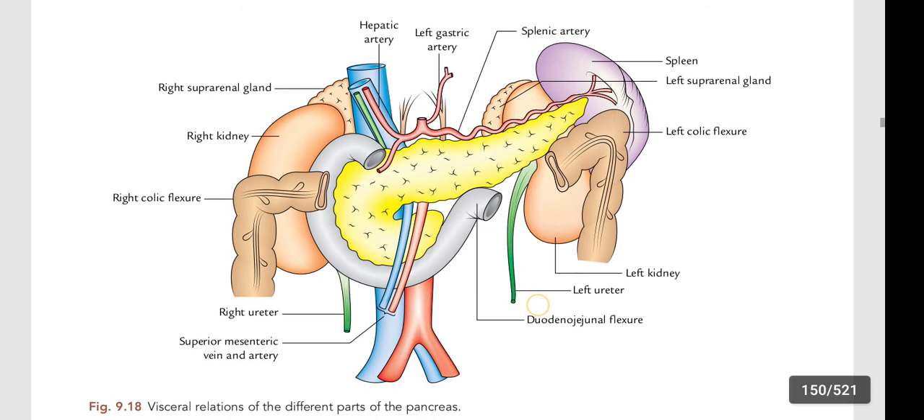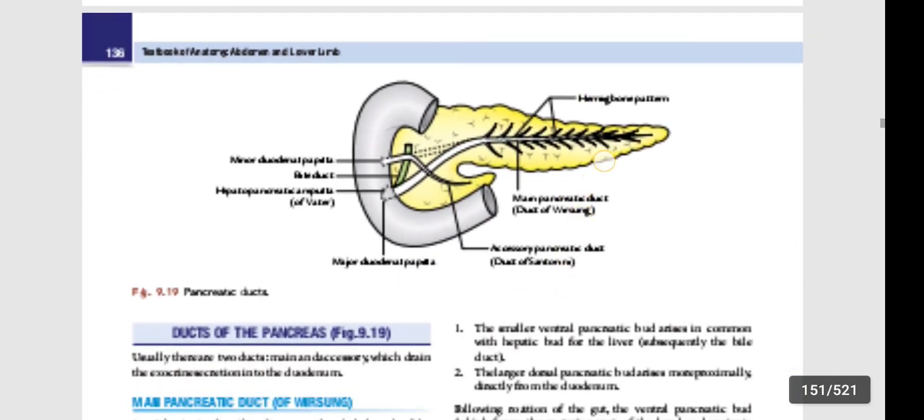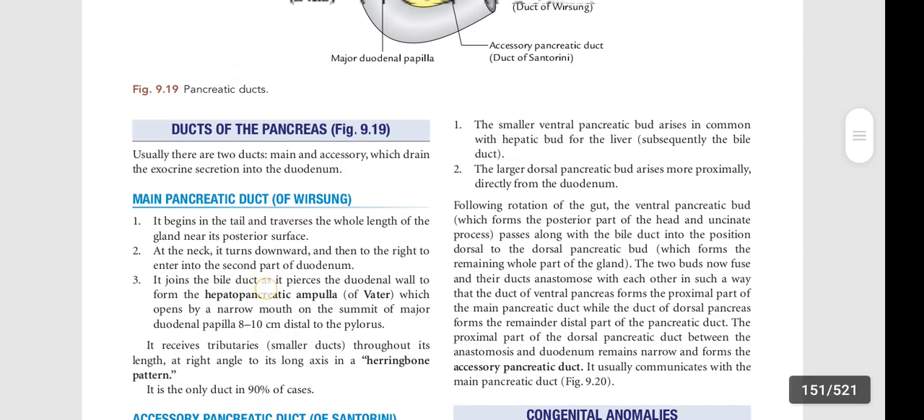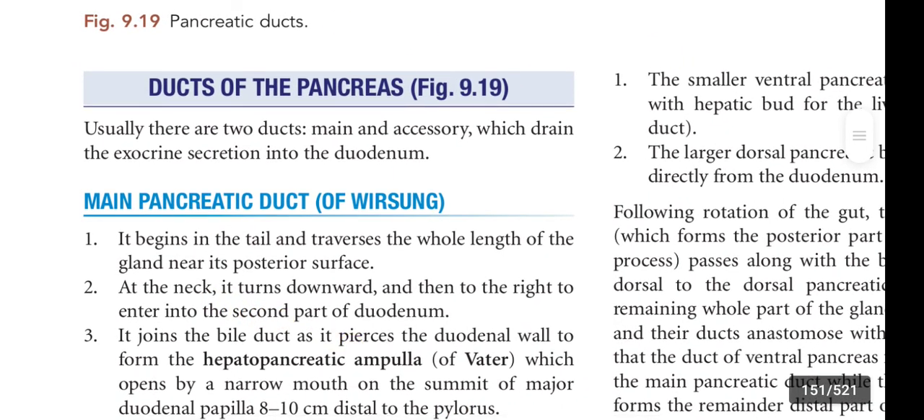I think it is clear to you. See my previous videos for better understanding. In the next video we are going to learn about the ducts of the pancreas. It is of two types, main and accessory.